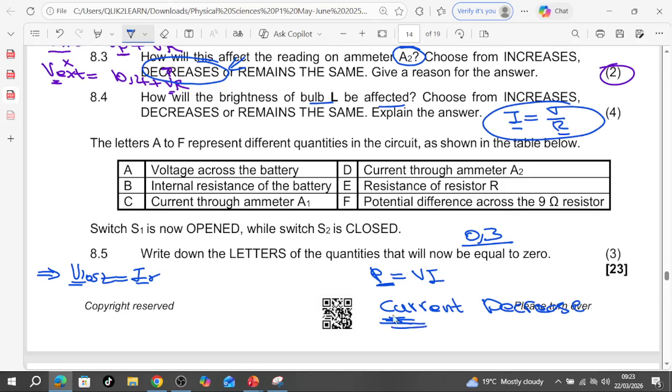The current decreases, these two will also decrease. So the terminal voltage will do what? The terminal voltage will increase. I hope you understand.